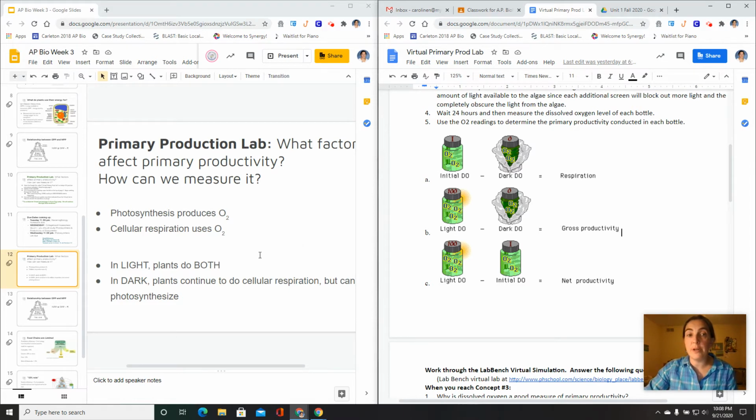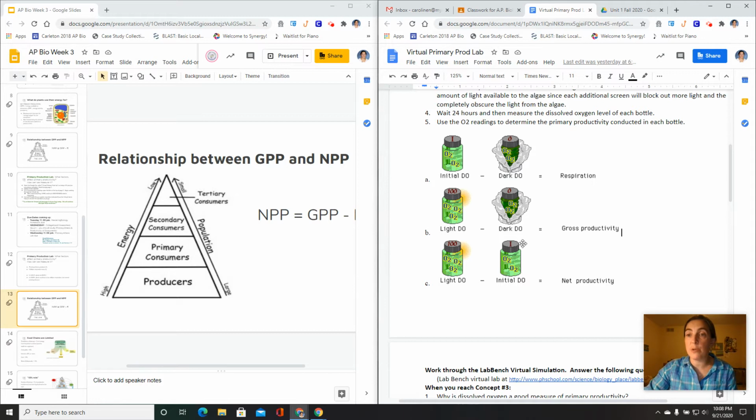And if you remember from the slides we just talked about, gross productivity is the measurement of how much photosynthesis is happening in an ecosystem. So by doing that, we can measure just the photosynthesis, which is the gross productivity.